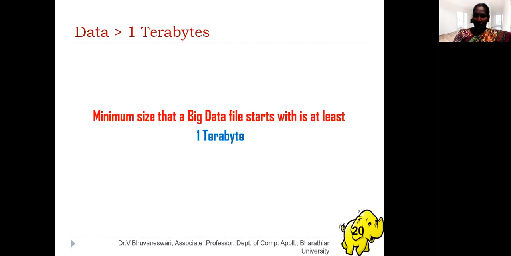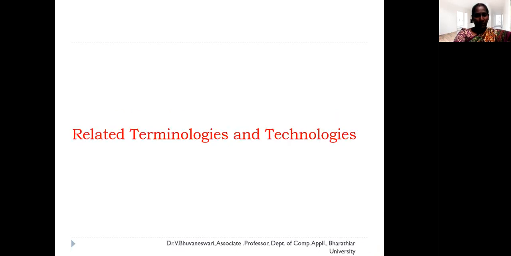There is a definition available that the minimum size at which a big data file starts is at least 1 terabyte. Do you remember what a terabyte is? Yes, exactly. A container full of chips, a container full of rice is called 1 terabyte of data. That is for our easy understanding. So when the data size is more than 1 terabyte, it is called big data. Why only more than 1 terabyte? Why not GBs? Again, we have a right justification for that. We'll keep that aside for a while and look into it later.